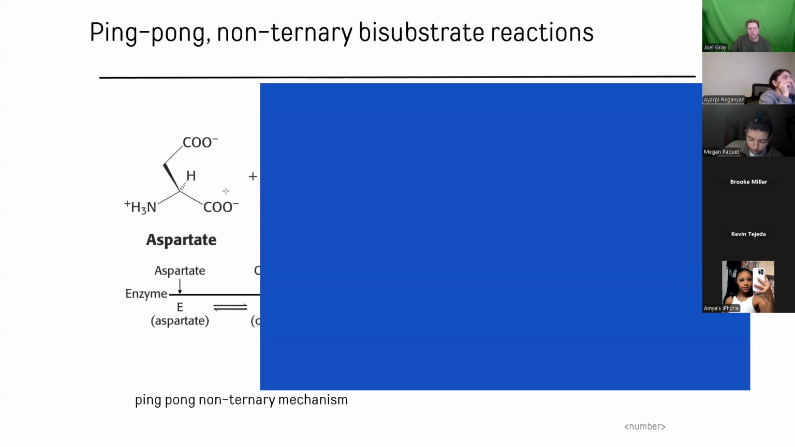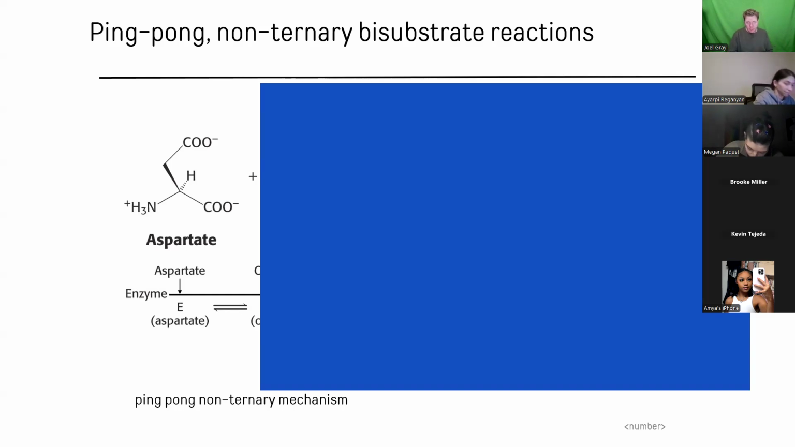Here what we have is aspartate. Just as a little bit of a jog to your memory, is that one of our proteinogenic amino acids? And what is the single letter code for that proteinogenic amino acid? The single letter code for aspartate, also known as aspartic acid, is D.